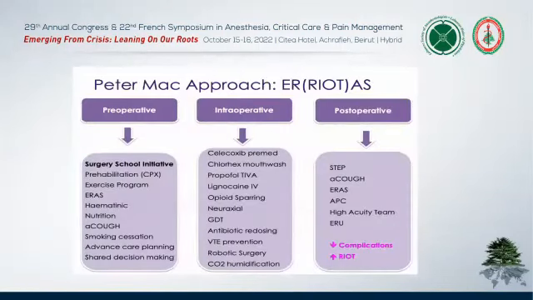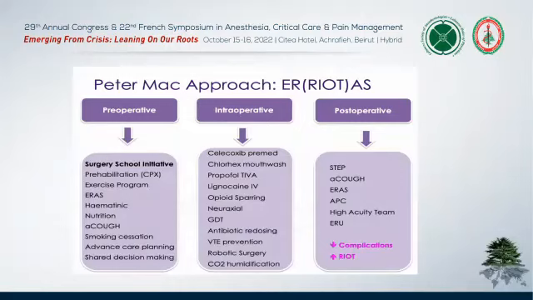So what do we do at PETAMAX? So preoperatively, we have a surgical school initiative where we educate patients about our quality improvement initiatives. And we have a prehabilitation program to optimize our patients before surgery. And we provide them with a structured exercise program based on the results of their cardiopulmonary exercise testing. We implement an enhanced recovery after surgery program. We provide them nutritional and smoking cessation support and give them iron infusions if they have iron deficiency anemia. And for high-risk patients, we also provide them with advanced care planning.